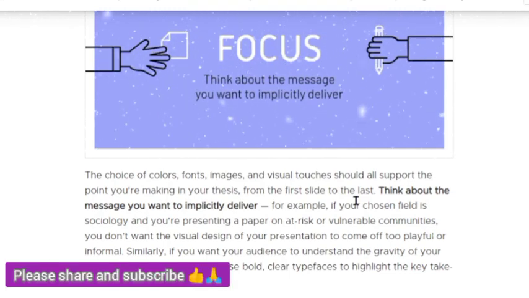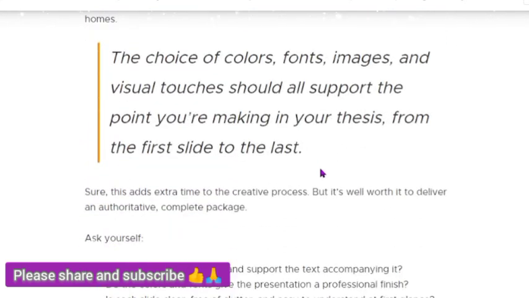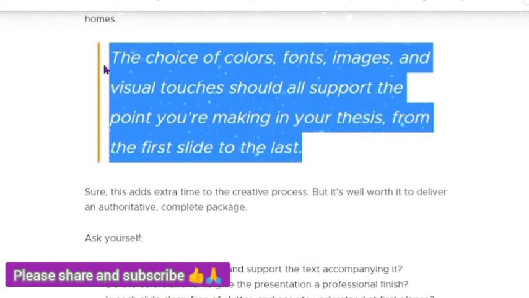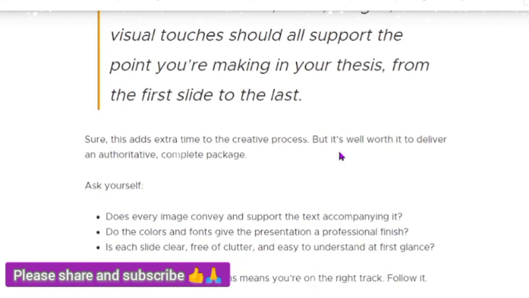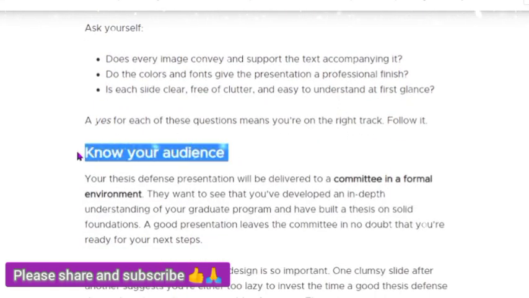In fact, it's going to act as a brand ambassador for you. It is going to personify your research, your objectives, your hypothesis, your analysis, your findings, your conclusion and suggestions. So the choice of colors, fonts, images and visual touch should all support the point you are making in your thesis from the first slide to the last slide. All of you should keep this in mind. Second point is know your audience.